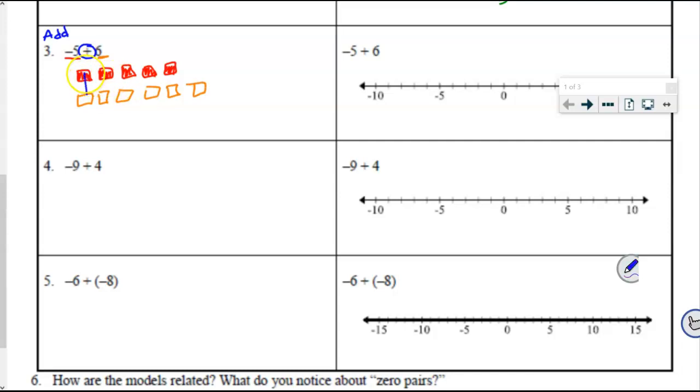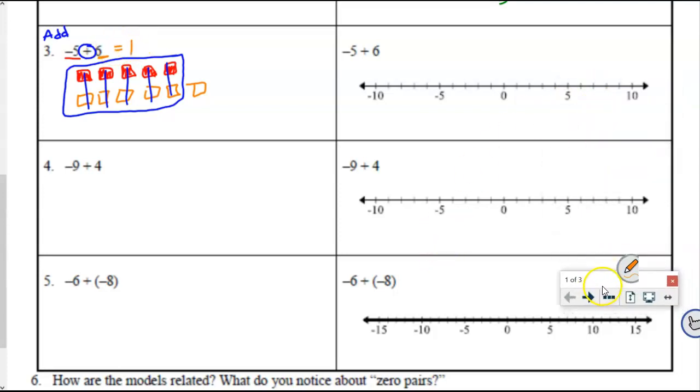And look at that. Do you see all these 0 pairs? Yep. So what's left over after I have all of those 0 pairs? What is it that I have left? Cameron? 1, and it's a positive tile, so that means it's going to be equal to a positive 1.